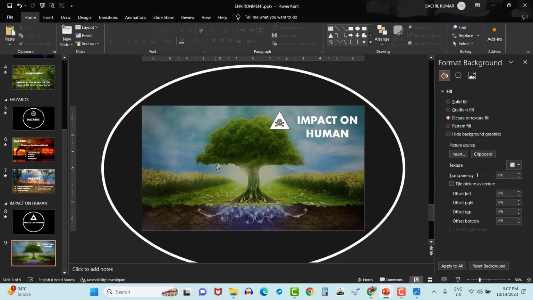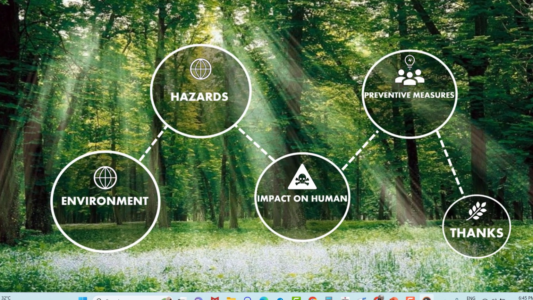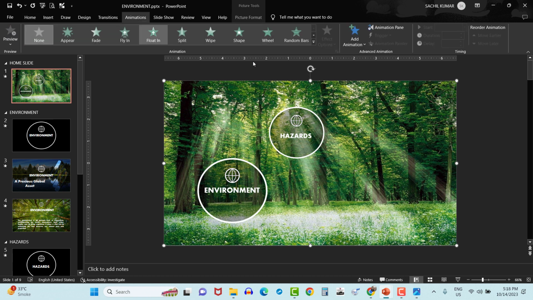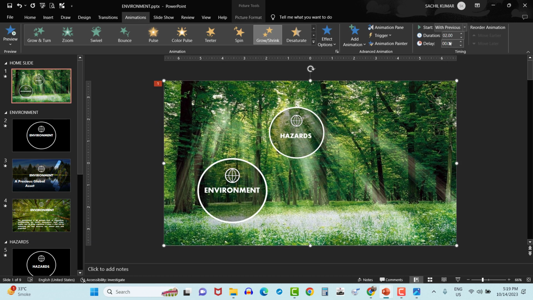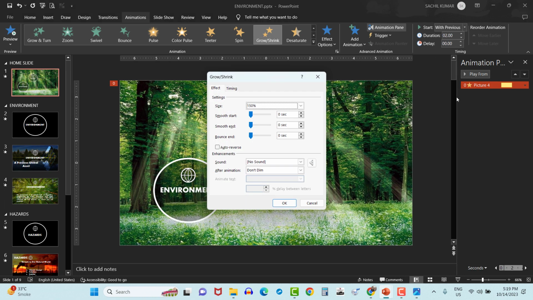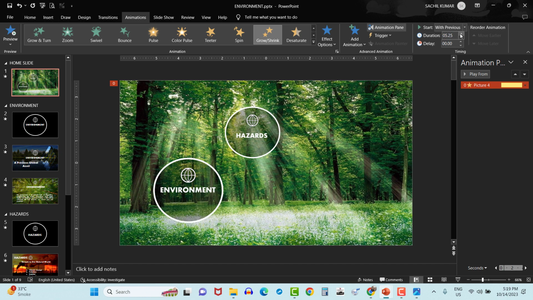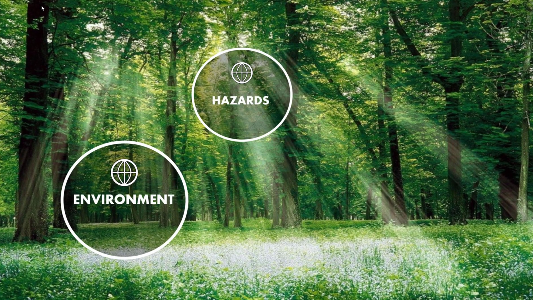Alright, before we continue, let me show you how we can add a background zoom in effect to our home slide background. Let's select the image and choose the grow and shrink option from animation. Then start with previous. Choose smooth start and smooth end. Then change the percentage to 125. Now increase the duration to 6.25 seconds. And this is how it looks on the full screen.